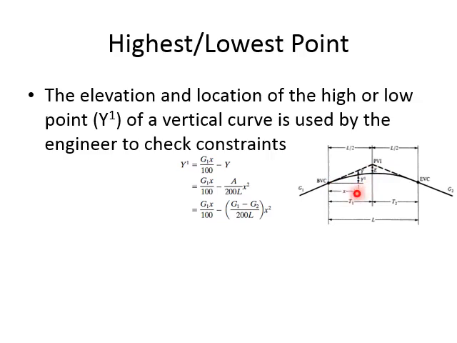Now how to get y1? From BVC to any point x, where x is the distance from BVC to the highest or the lowest point, if you multiply the gradient with x, you will get the difference in elevation between BVC and the point on the tangent. Okay, so this is this thing.